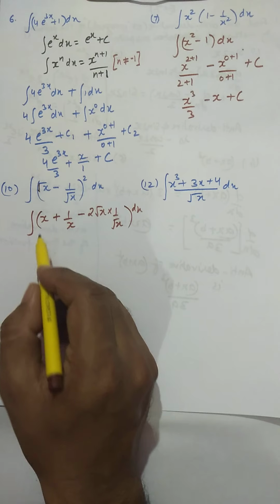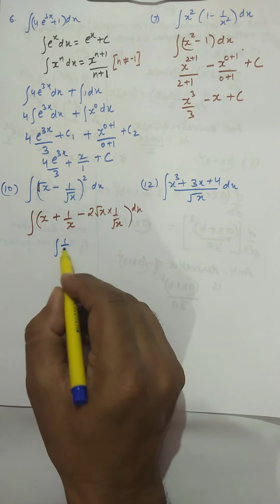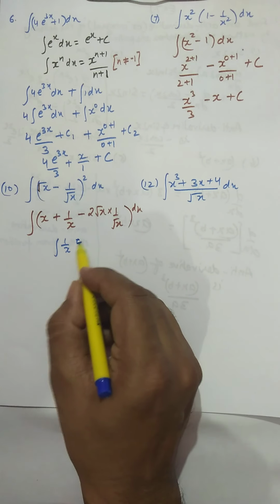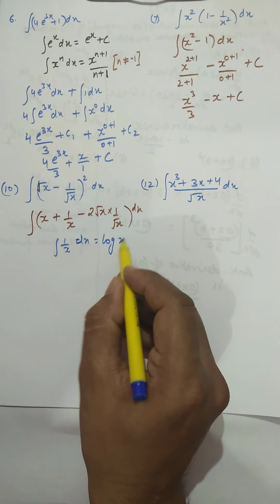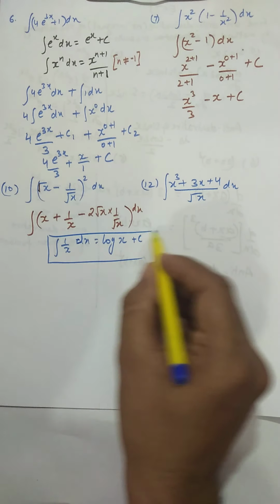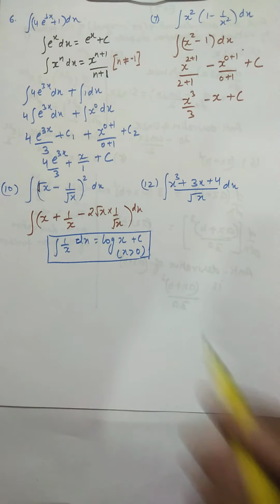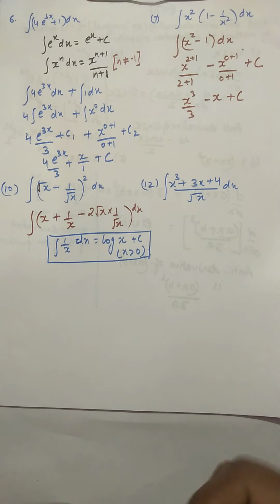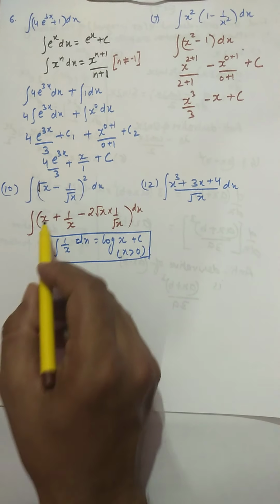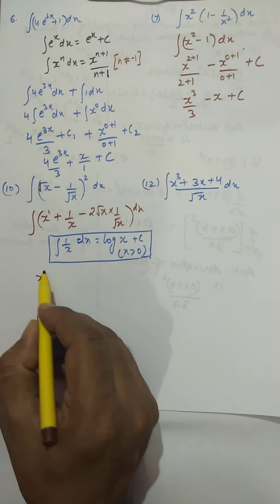So for this case we are going to describe another formula: the integral of 1 upon x dx is equal to log x plus c. Here we are assuming that x is greater than 0. If we don't assume that, then we have to write the integral of 1 upon x dx as log mod x. Okay, so now start with this, x is 1, so you can write this as x square upon 2.